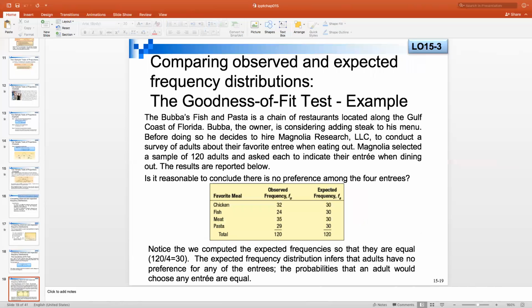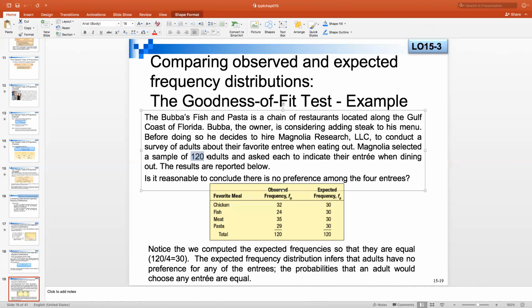We have Bubba's Fish and Pasta, and they hired Magnolia Research because Magnolia Research does great surveys, and Bubba wants to do what? Add steak to the menu. But first, Bubba says, do people prefer steak? Do people prefer meat? Or do people really just strongly prefer the seafood because they're on the Gulf Coast of Florida? So he hires Magnolia to do some research. Magnolia selects a sample of 120 adults.